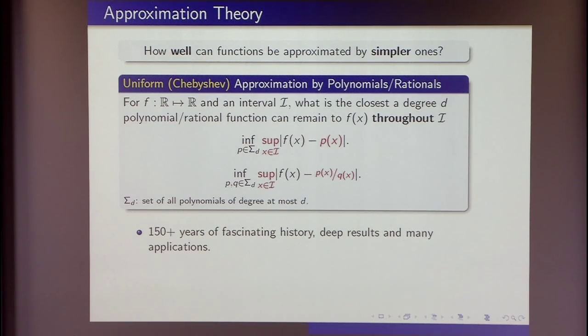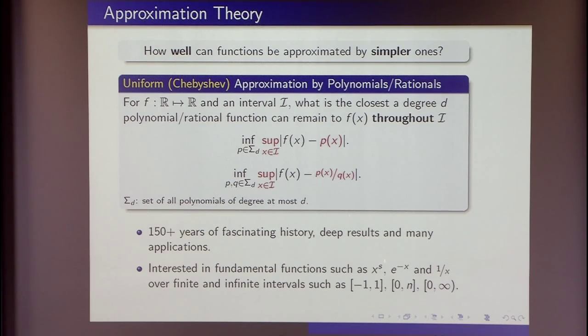Chebyshev actually started this area in trying to improve the design for the steam engine, which was given by James Watt, and there the notion of uniform approximation came up very naturally. Since then it has had many applications in many areas of mathematics and engineering. I'm not going to talk about it. Instead, I would bring your focus to the kind of functions that we are really interested in.